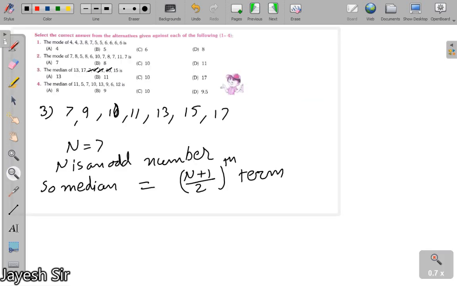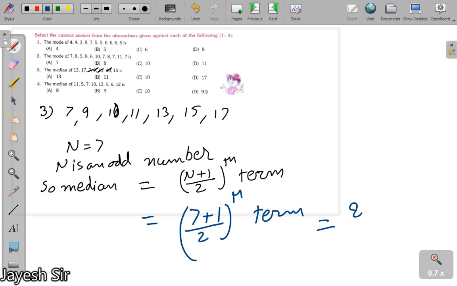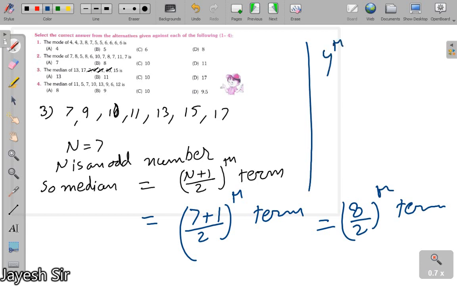What do I mean by (n plus 1) upon 2th term? n is 7, so (7 plus 1) upon 2th term. 7 plus 1 is 8, 8 upon 2 is the 4th term. So the 4th term is 1, 2, 3, 4. The 4th term according to the numbers we have arranged is 11. So 11 is the median here.